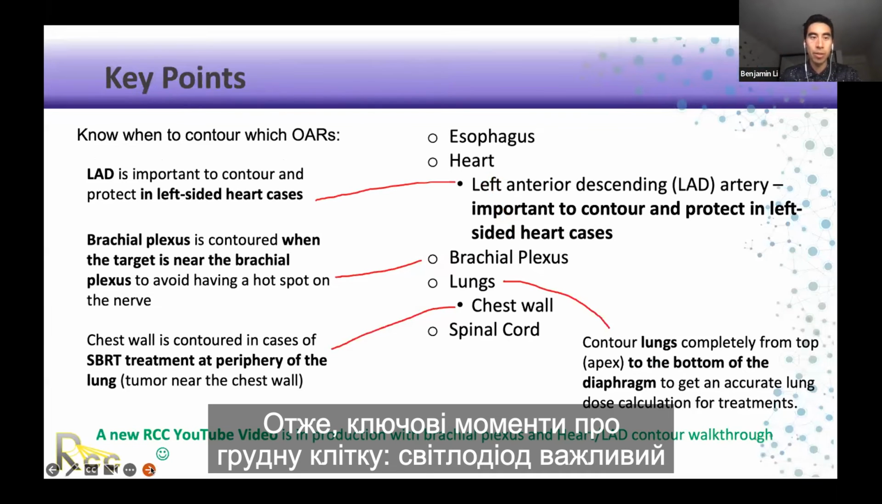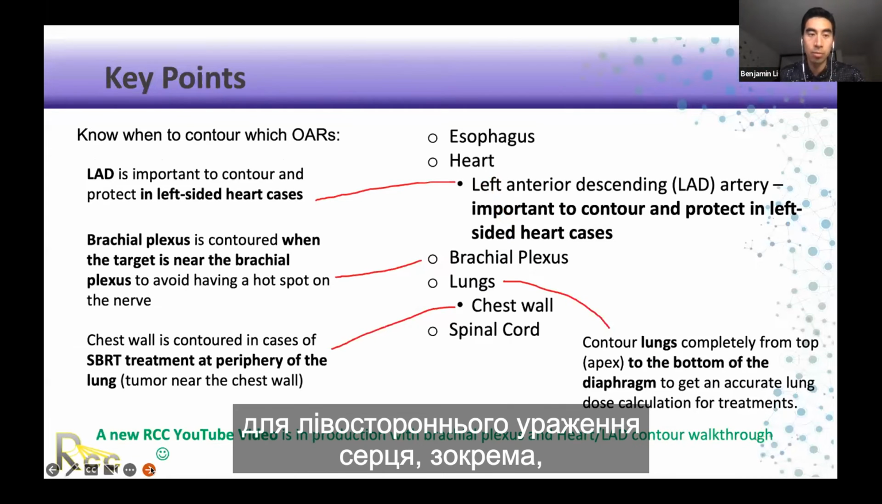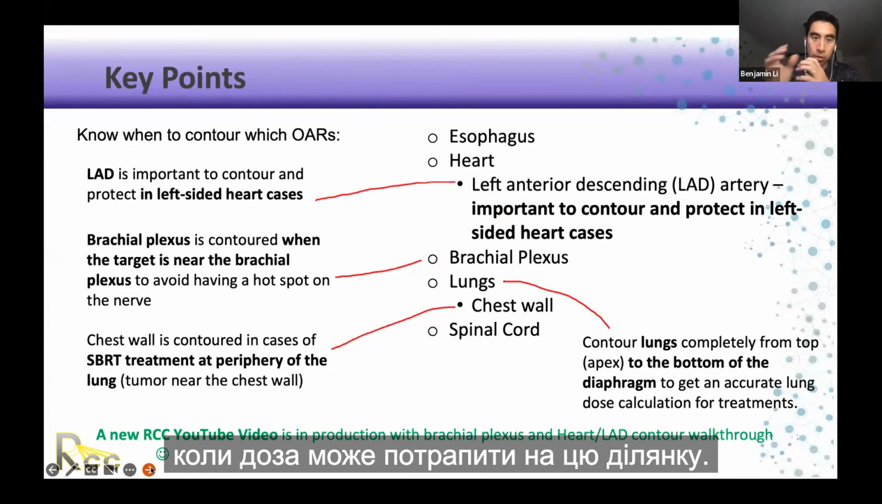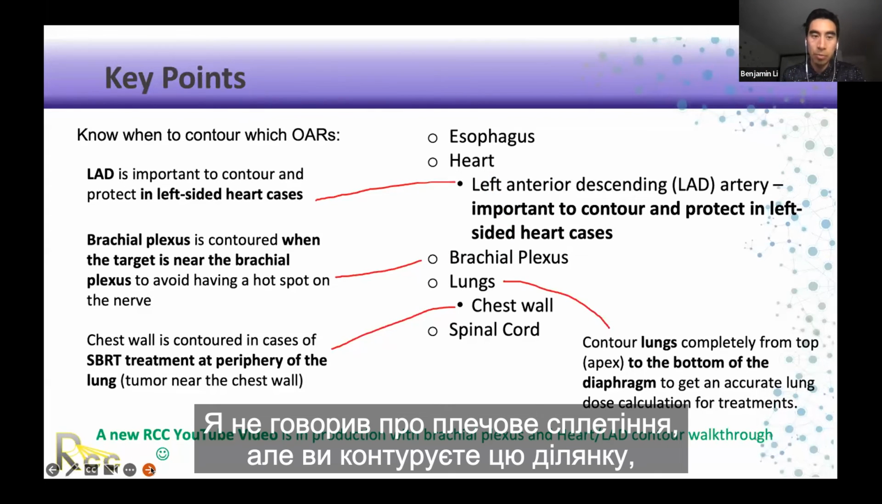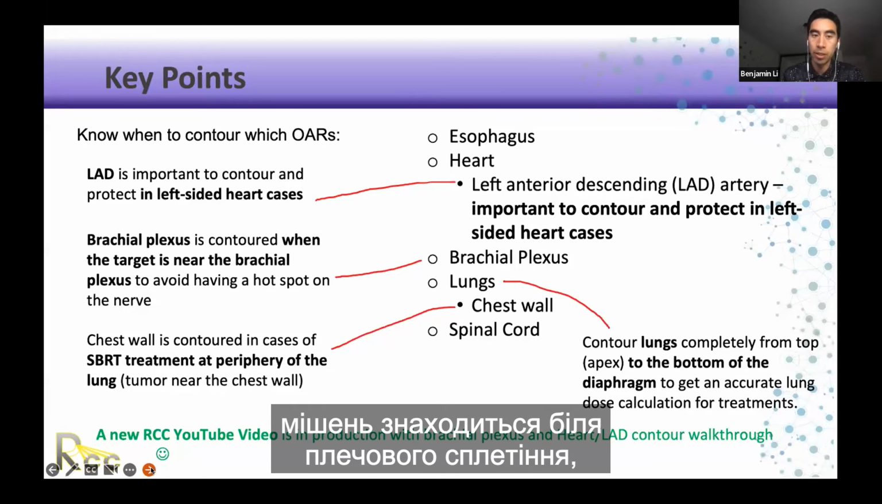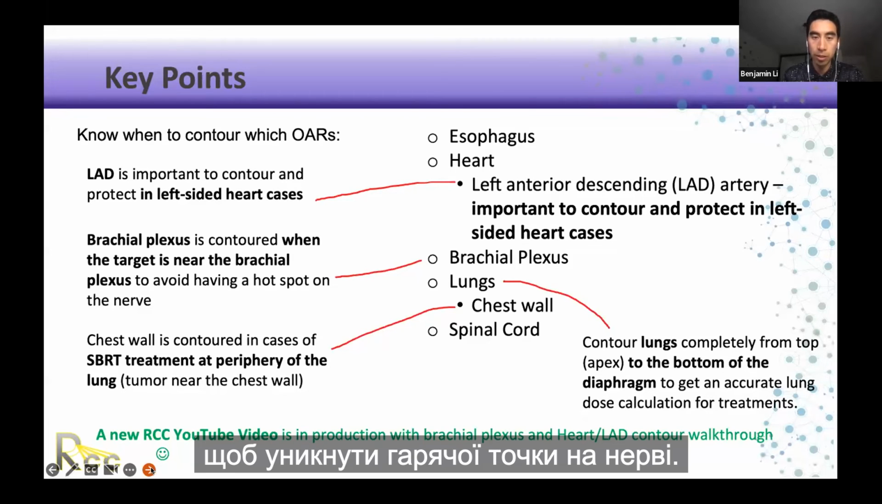So key points about thoracic, the LAD is important for left-sided heart cases in particular, where a dose could get to that spot. I didn't talk about the brachial plexus, but you contour this when the target is near the brachial plexus to avoid having a hot spot on the nerve.